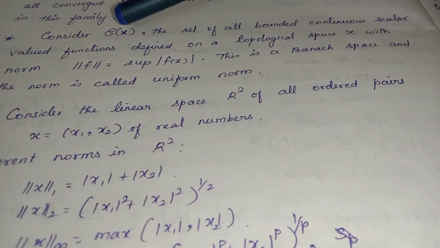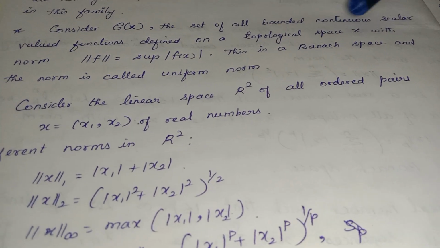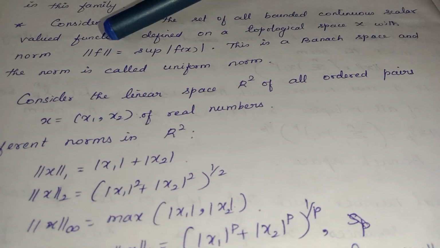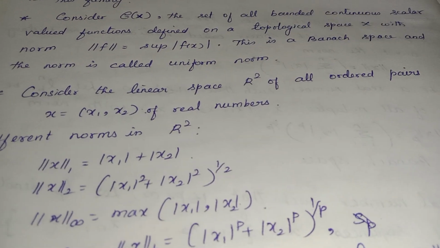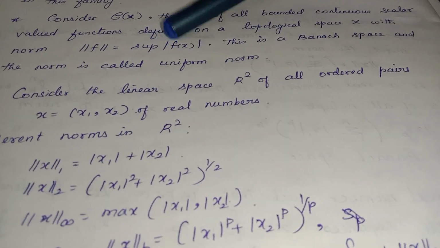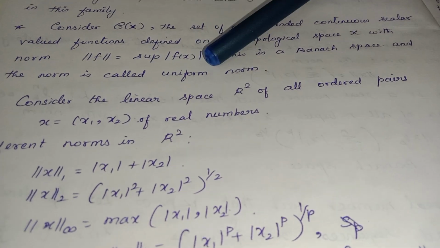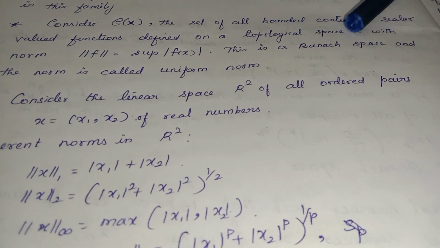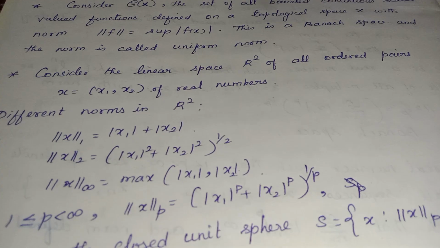Next one, consider script C of x, the set of all bounded continuous scalar valued functions defined on a topological space with norm f equal to the supremum of modulus f of x. This is again a Banach space, and this norm is called the uniform norm. So norm f, how do we define it? Supremum of mod f of x. So what functions are you taking here? Bounded continuous functions. Okay, right? So this will become a Banach space.